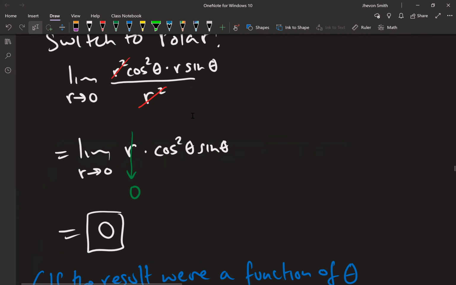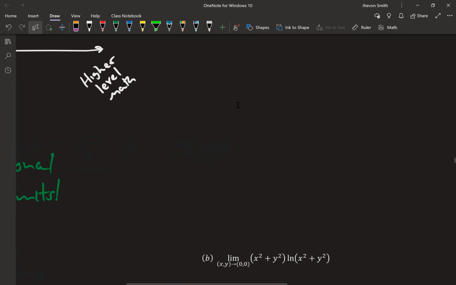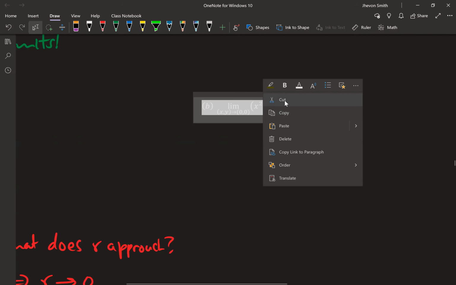Okay, so polar coordinates, look at that. Boom. Look at this guy. So you see this guy here.